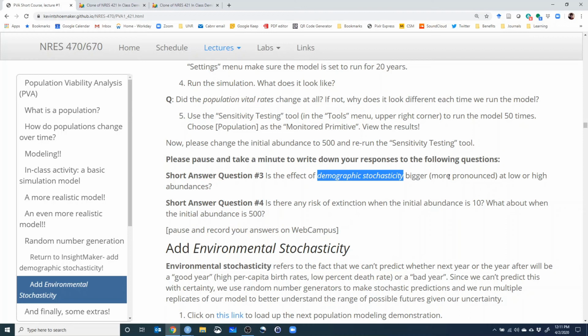respond in Web Campus about the difference between the low and the high starting abundances. What looks different? And the short answer question 4: is there any risk of extinction when the initial abundance is at 10? What about when it's at 500? So is there a difference in extinction risk when you start the population at a low population size, a low abundance, or a high abundance? And this ends up being super relevant to conservation biology. So take a minute to think about that, play around with the model, and answer the questions on Web Campus.